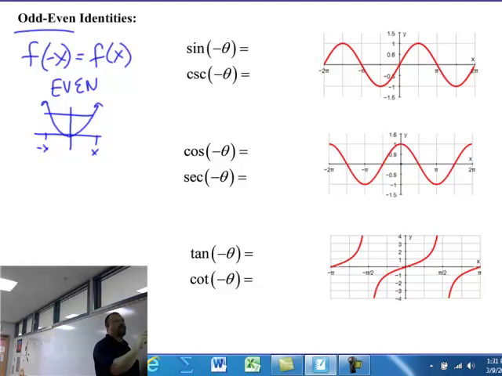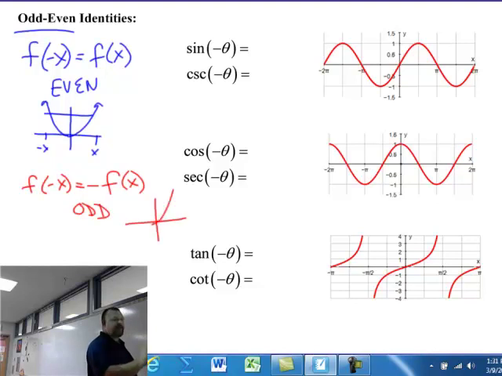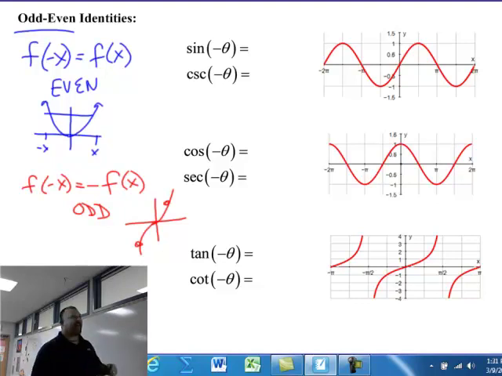And if I plugged in an opposite x, I got an opposite y, so negative f of x. That was odd. And again, on graph paper, that would have been something that looked like this, where these points were on the opposite side of the x-axis. And that was rotational symmetry, or odd symmetry. That's a long word. I've taught three-letter geometry words more recently than you have. Odd.